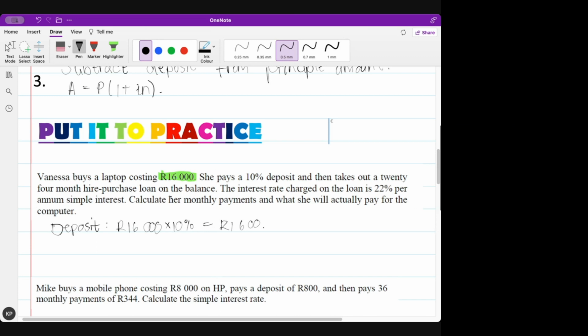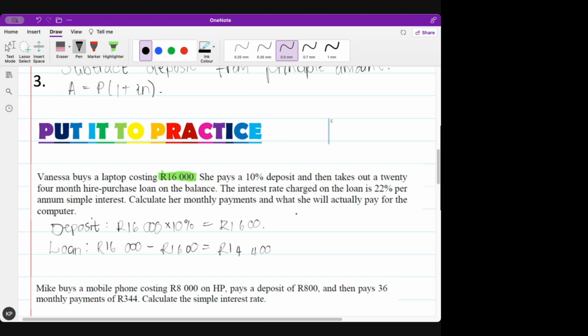Then what is left is the one that is going to be charged interest on. So you have to say, the loan amount is the 16,000 rands minus what I have already paid, which is 1,600, and my loan amount will then be 14,400 rands. Now that is what you use in your formula to find out what the amount ends up being.